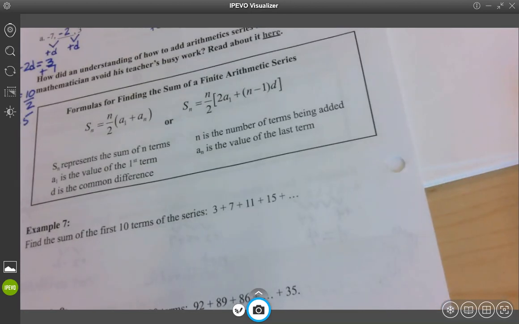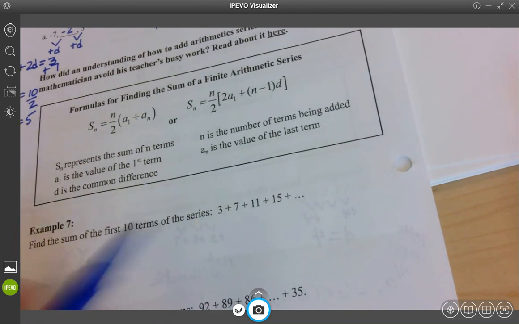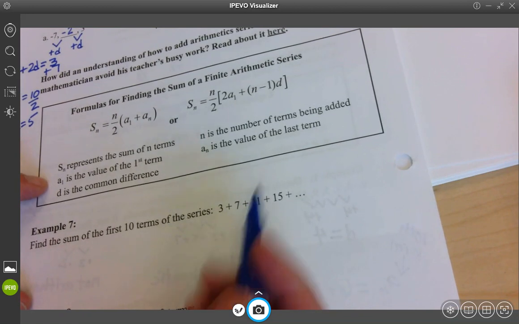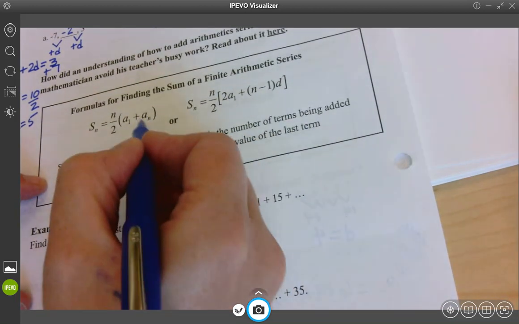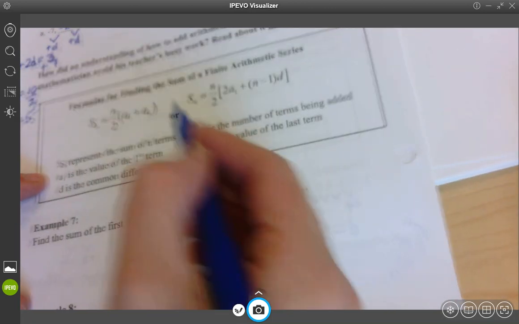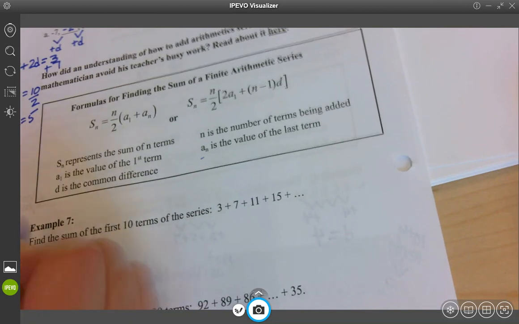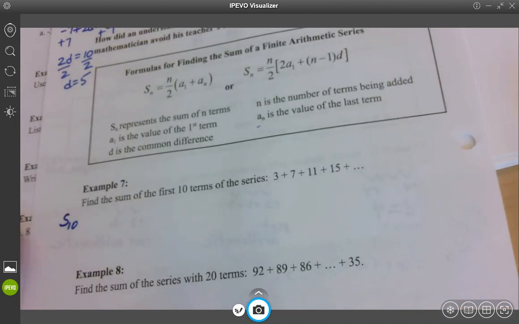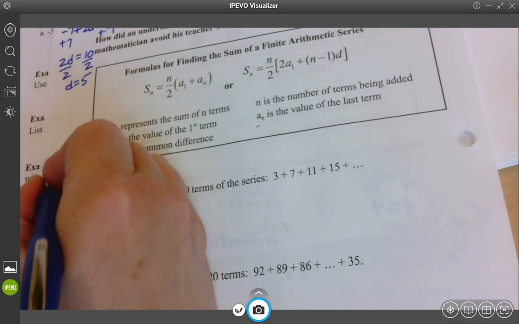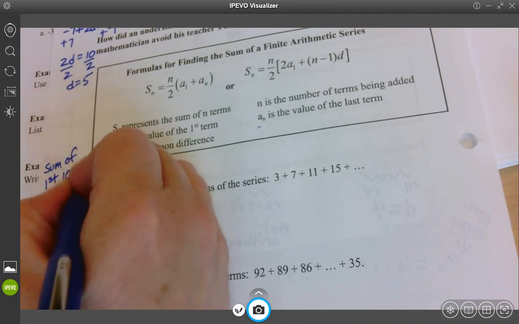Okay. Find the sum of the first 10 terms. Now, I really like the first formula. It's much easier, but you need to know the last term, okay? So A sub n in this case is the last term, and they didn't give us the last term. So we're going to use this one, okay? S sub 10 means the sum of the first 10 terms.